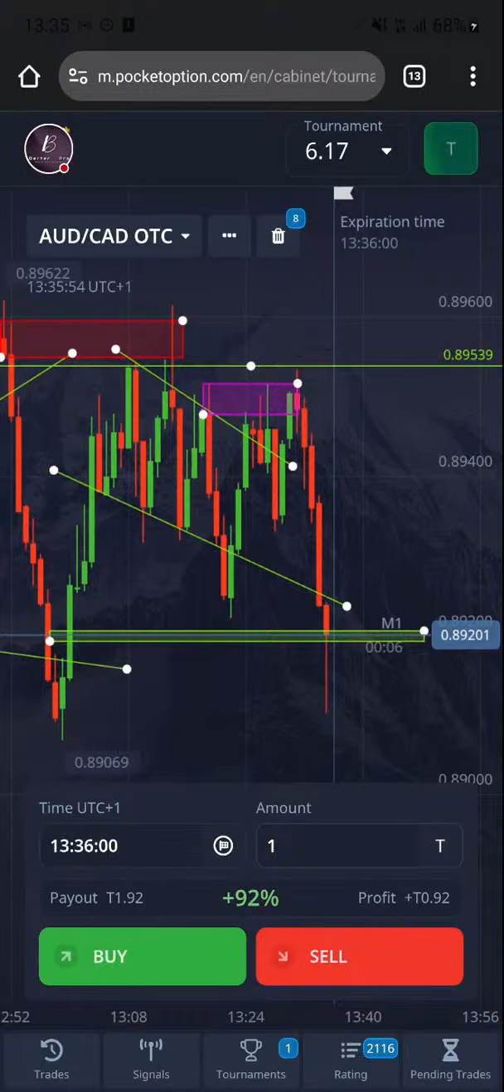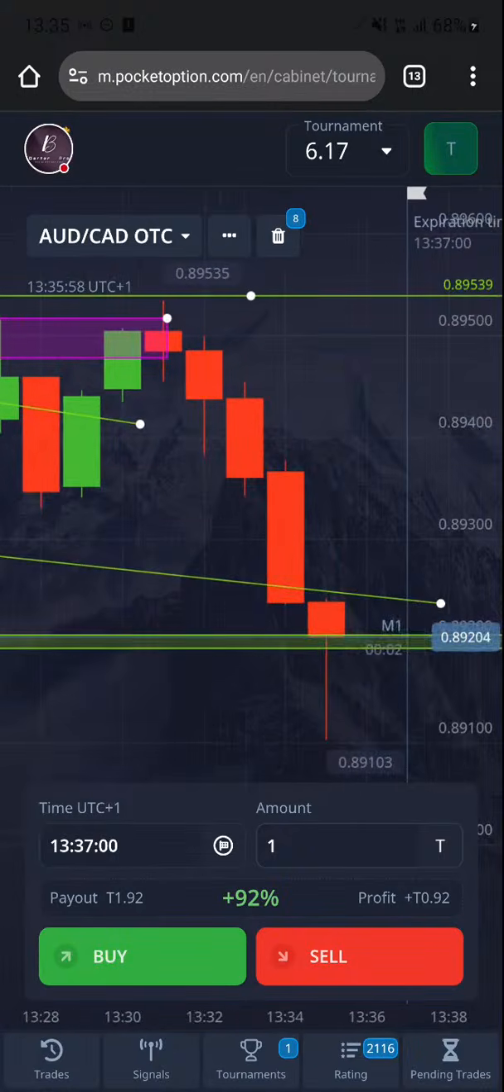Okay, you can see those buyers finally came in. Now we can go with the buyers now for the next candle. No, we have a gap up. We will not do that again.